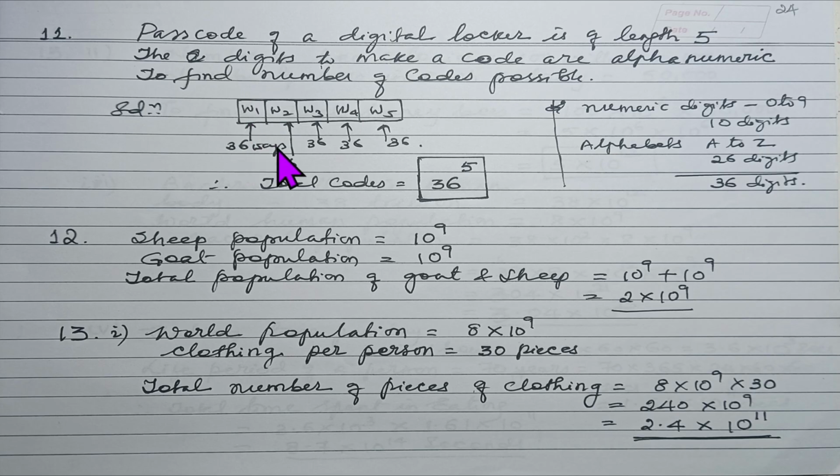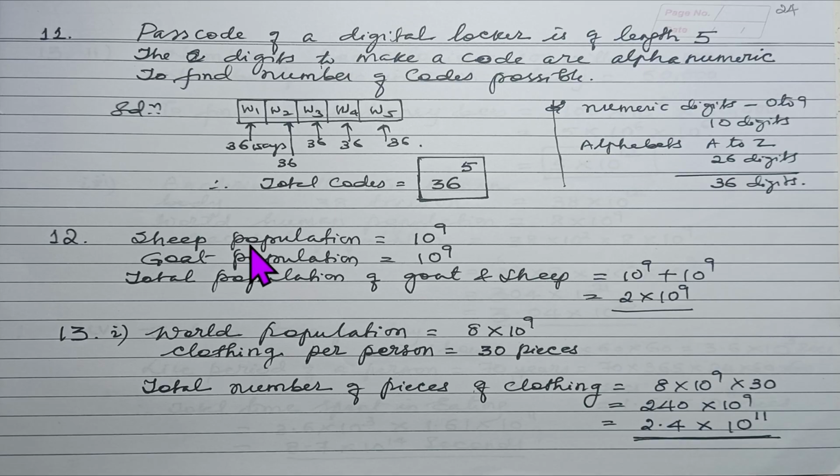For window 1, in 36 ways we can fill it. Now W2, the second window, in 36 ways, third window in 36 ways, fourth window in 36 ways, and fifth window in 36 ways. So the total codes possible will be 36 raised to 5. That will be the number of codes that will be possible for us to write using alphanumeric, that is letters as well as the numbers.